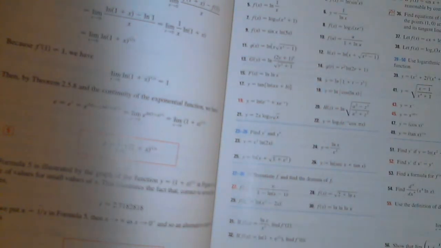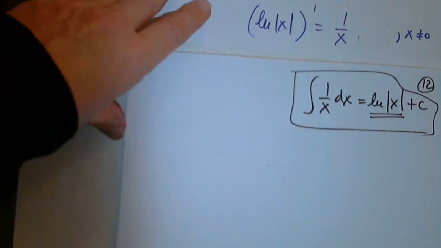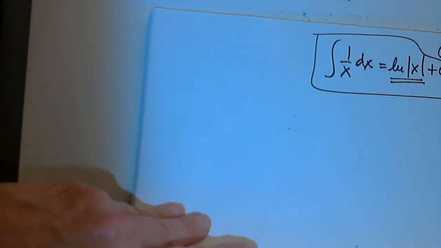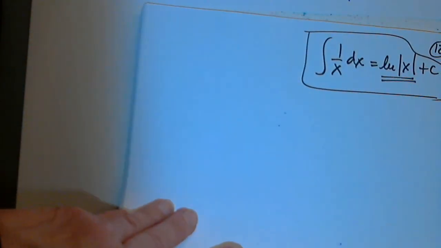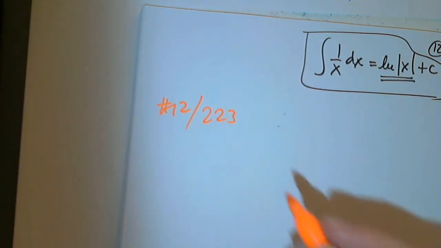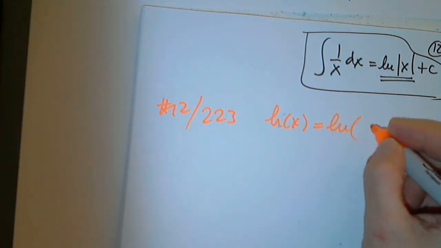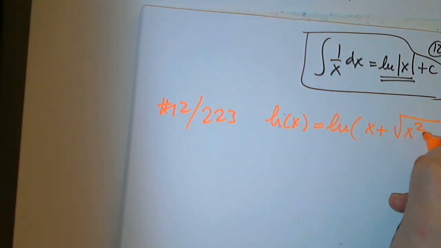Would you like to start with 12 and then you can pick another? Okay, so 12 and then pick another, please. 16. You want 16? Okay. So we want to look at 12 and then 16. Perfect. So 12, page 223, is h of x equals natural log of x plus the square root of x squared minus 1.